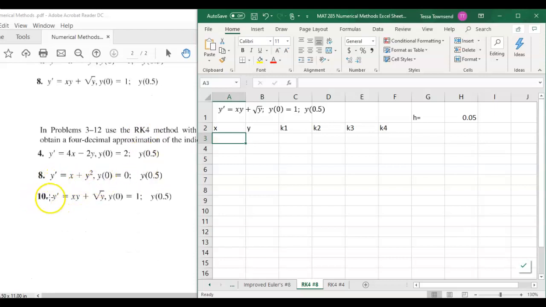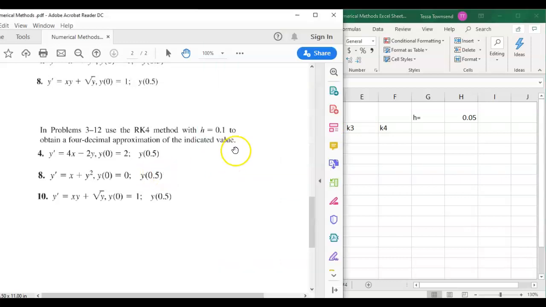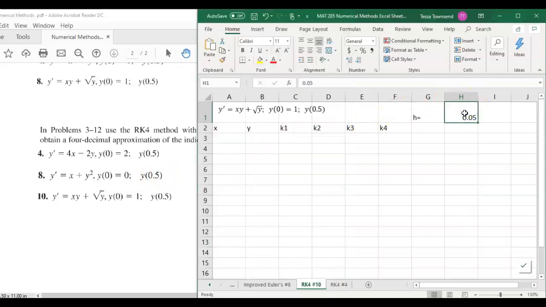number 10 first. That way we can compare it to improved Euler's, since that's one that we did improved Euler's on. So we can compare answers. We did not do Euler's with this one. We could go back and create a spreadsheet to do that. They do give us an initial condition of 0, 1 on this one. And they want us to find 0.5, and we're going to use a step size of 0.1 to do that.